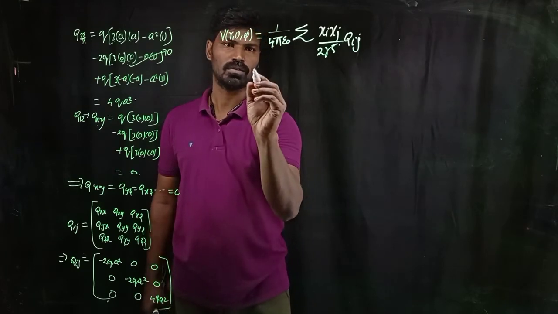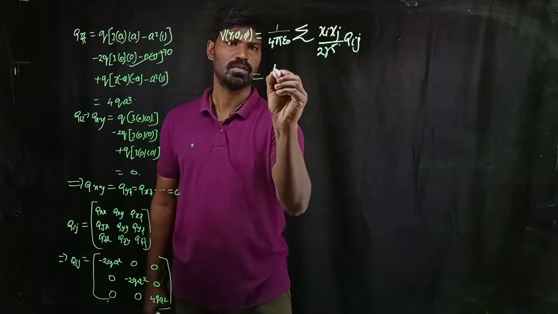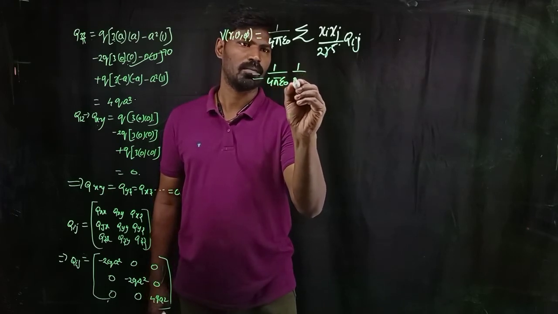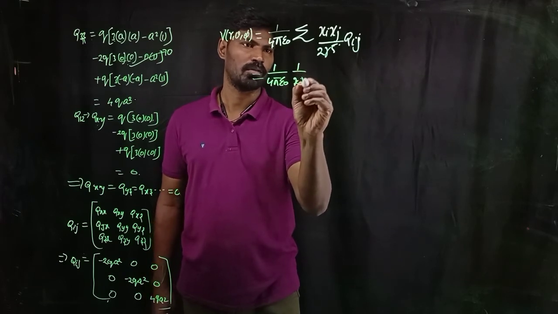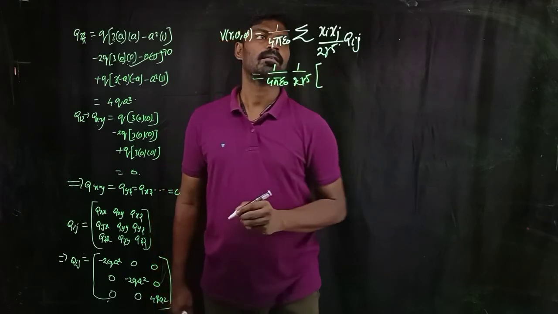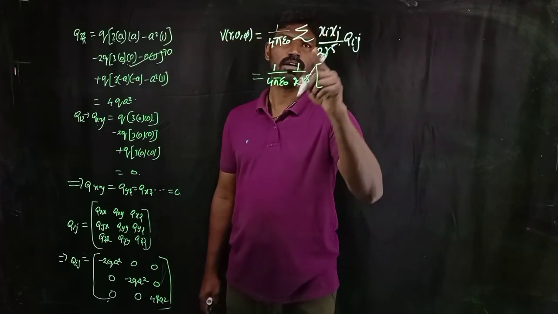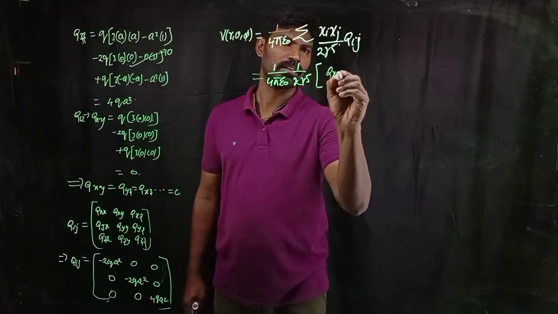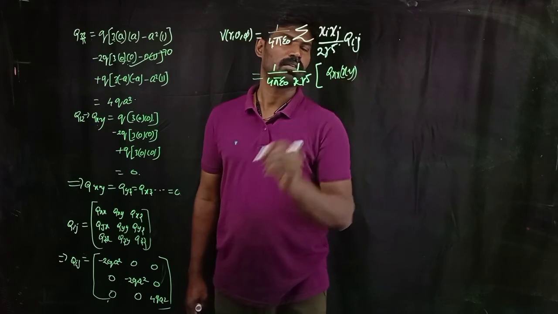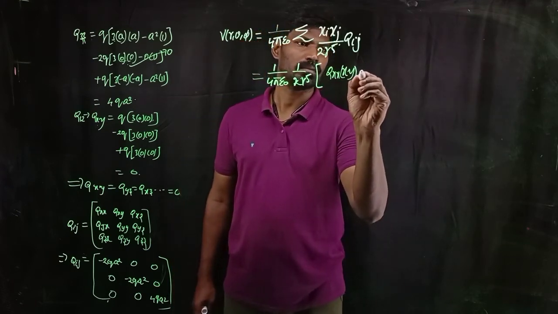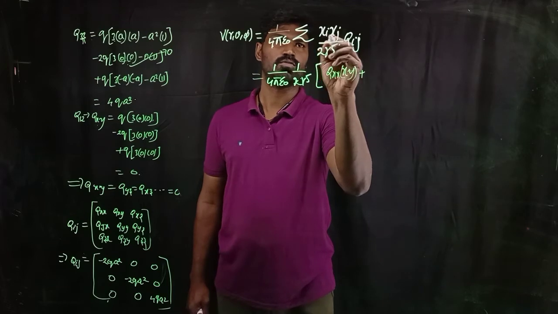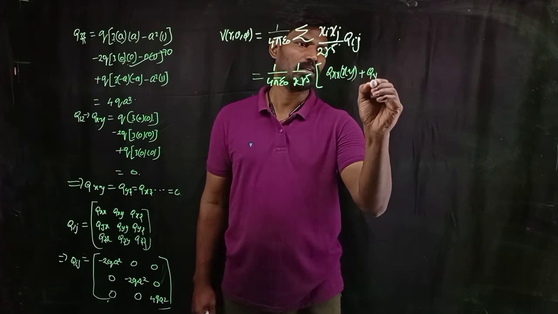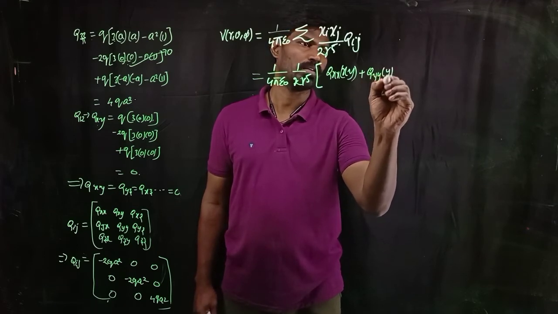That is equal to 1 by 4 pi epsilon naught, 1 by 2r power 5, I am putting outside the summation, into, okay, when i is equal to j is equal to 1, what will you be getting? x into x, you will be getting qxx into x x, plus, next, when i is equal to 2, j is equal to 2, you will be getting qyy, y into y.